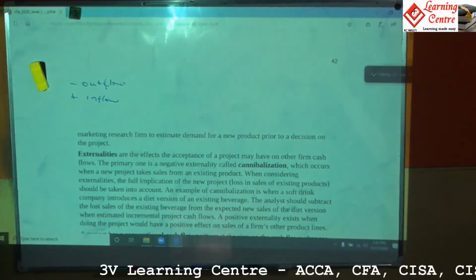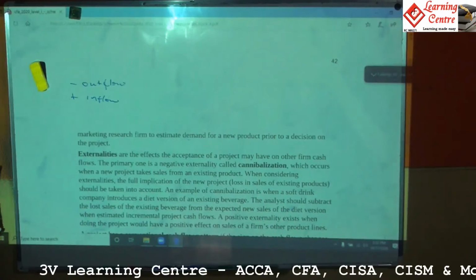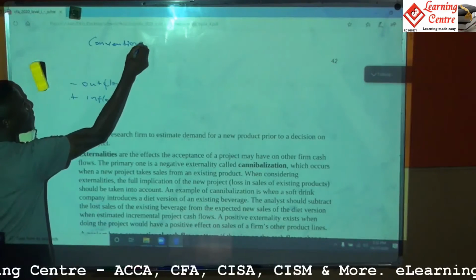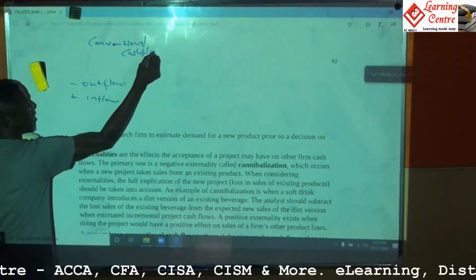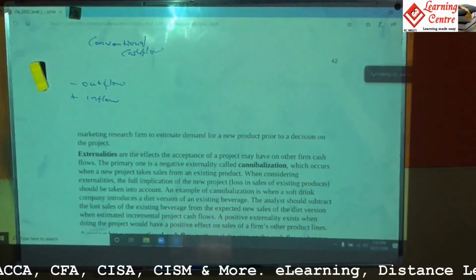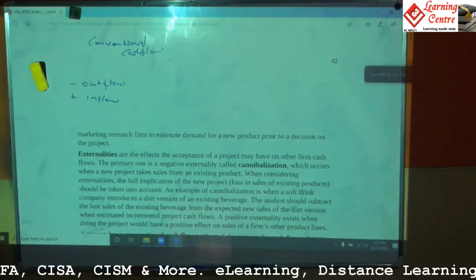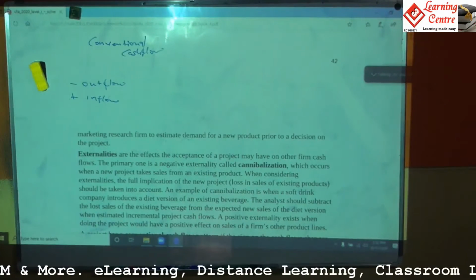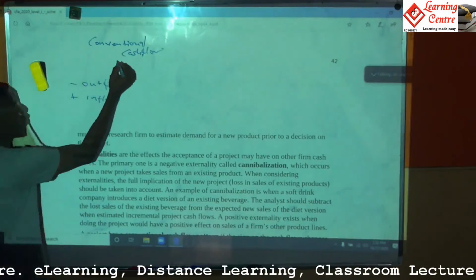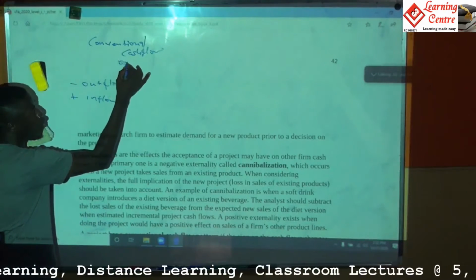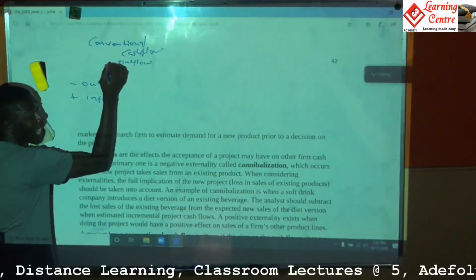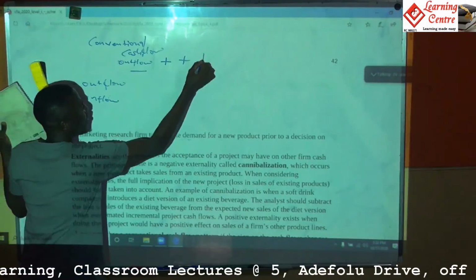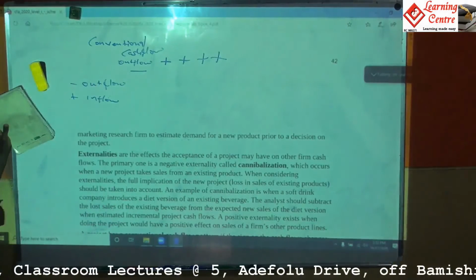People make mistakes a lot, so let's pay attention. When you talk about conventional cash flow, it starts with negative and all through becomes positive. So it starts with an outflow, negative, then all through becomes positive. Are we good?